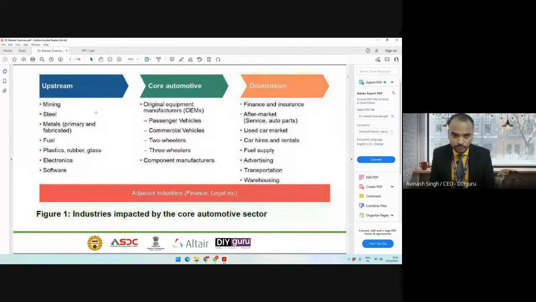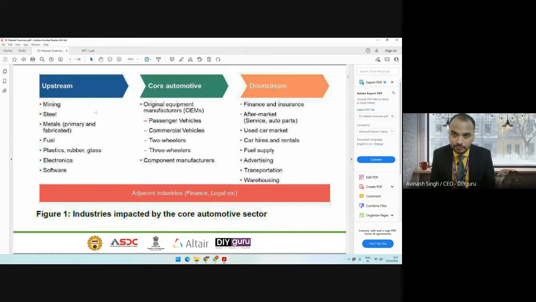Core automotive broadly has two segments. One is the component manufacturers, the small components or sub-assemblies, subsystems. These are the component manufacturers. And OEMs are the manufacturers who manufacture passenger vehicles, commercial vehicles, two-wheelers, three-wheelers and all that. So this is the division on the core automotive side.